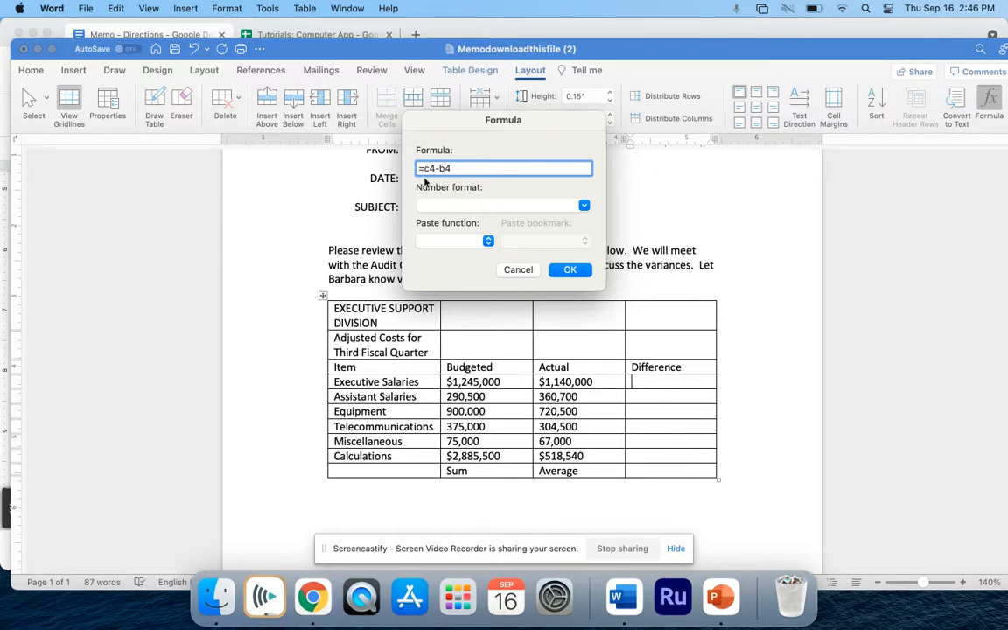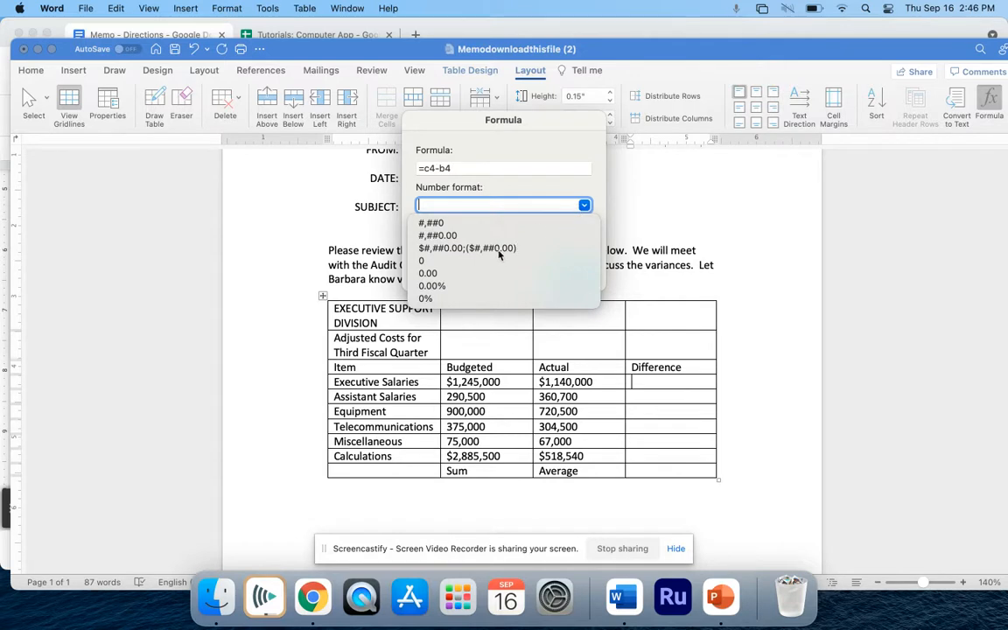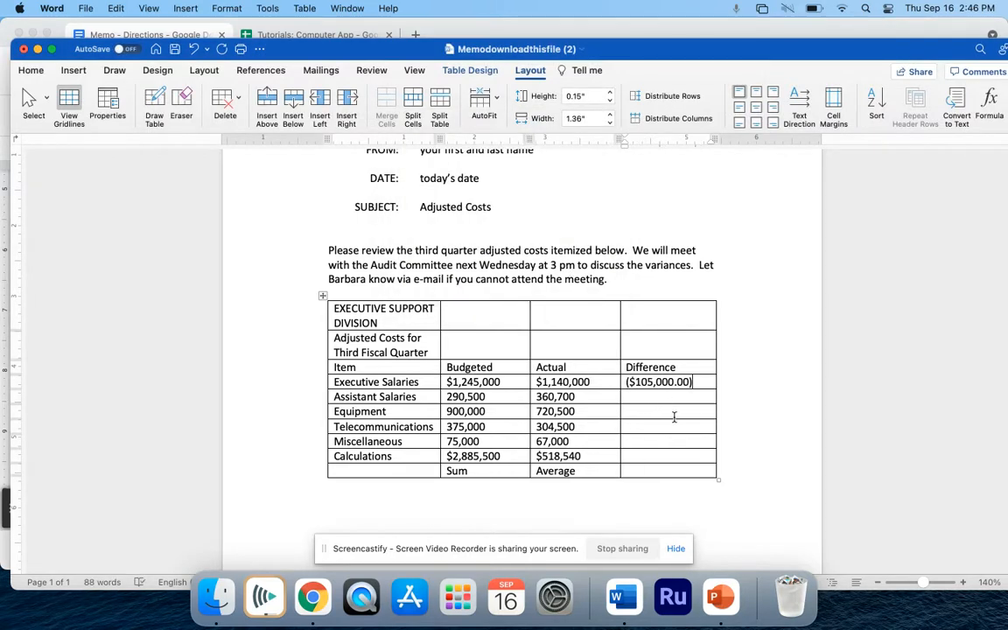Again, it doesn't matter if you use upper or lowercase letters. The number format is going to be a dollar sign and 0 decimal places. I'm going to have you not do anything here. We're going to leave it just like that, and we're going to go ahead and click OK. All right.